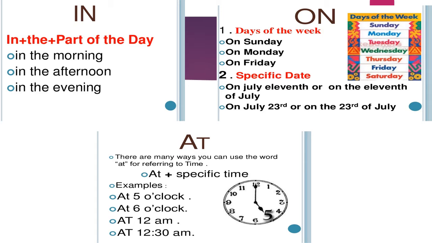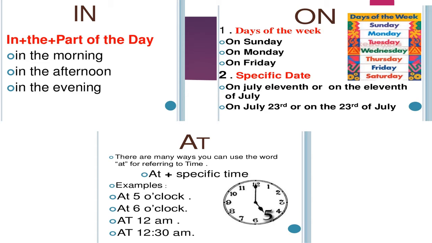Let's go now with on. On comes before days of the week, like on Sunday, on Monday, on Friday, and we already know what the days of the week are: Sunday, Monday, Tuesday, Wednesday, Thursday, Friday, and Saturday. So on before the days of the week, or a specific date, like on July 11th, or on the 11th of July, or on July 23rd, or on the 23rd of July.